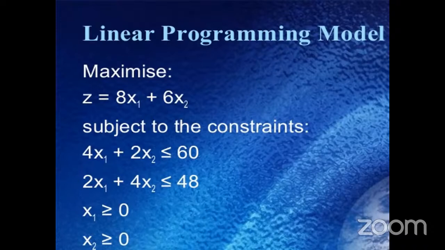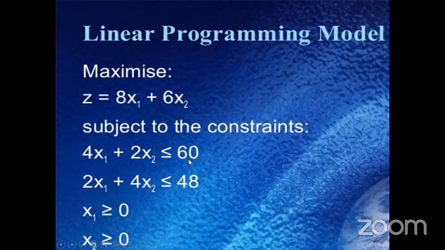So maximize Z equals 8x1 plus 6x2, subject to the constraints 4x1 plus 2x2 less than or equal to 60, 2x1 plus 4x2 less than or equal to 48, where x1, x2 are greater than or equal to 0. Those are non-negativity conditions. But the point is we need to consider these two constraints, converting inequalities into equalities.